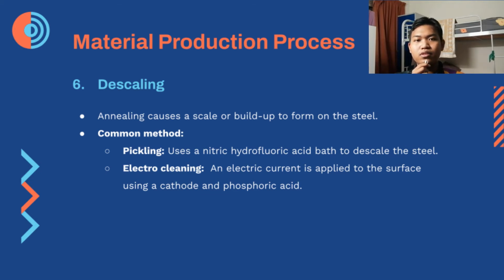The next process is descaling. The previous process, annealing, can cause scale to build up on the steel. The common methods that we use for descaling are pickling and electrocleaning. Pickling uses a nitric hydrofluoric acid bath to descale the steel, whereas electrocleaning uses an electric current applied to the surface using a cathode and phosphoric acid.